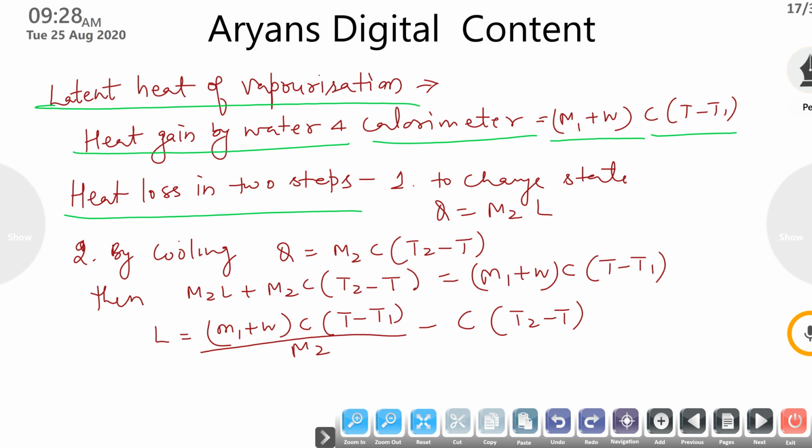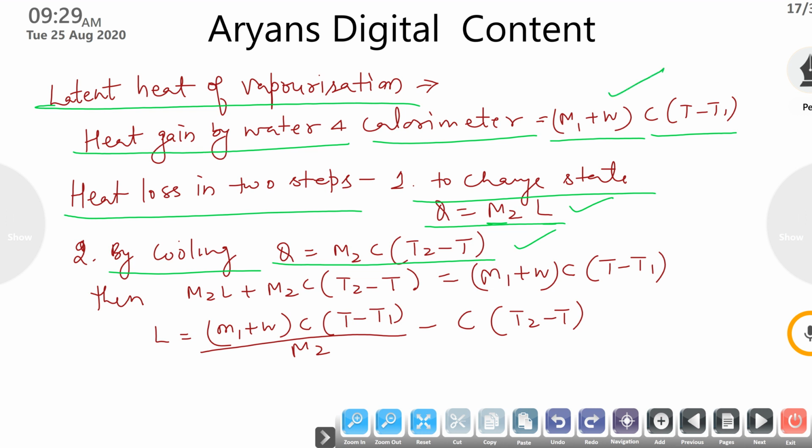There are two steps to heat loss. First, to change the state, and second, to change the temperature. So first we have to consider changing the state. In changing the state, we can simply write the amount of heat is equal to mass into latent heat, and by the cooling process, the amount of heat lost is simply given by Q is equal to M2 C times T2 minus T1. So these two should be added. These are the procedures by which heat is lost.